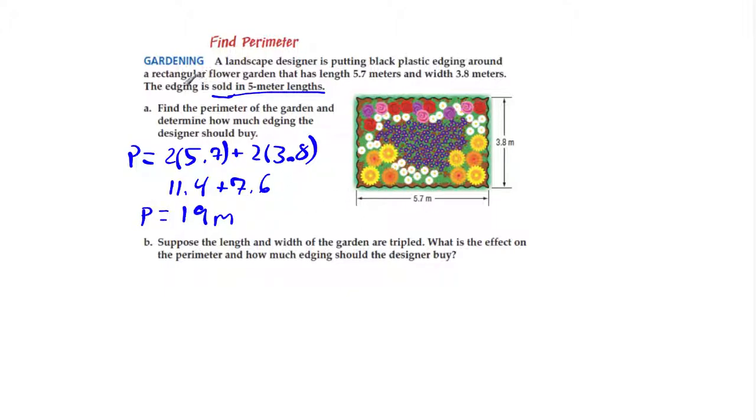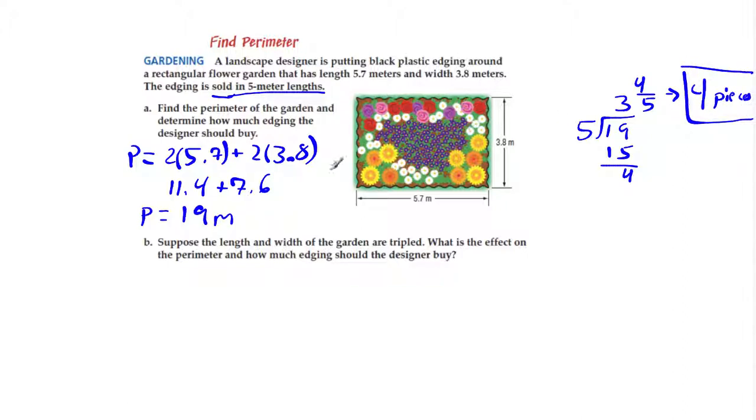However, the edging is only sold in 5-meter lengths. So if I divide 5 into 19, we can see right here, if I want to have 19 meters worth, I'm going to need 3 and 4/5 pieces. But we can only buy them whole. So I'm going to round this up. That means that I need 4 pieces. So I need to round up, which is going to bring my total to 20 meters.